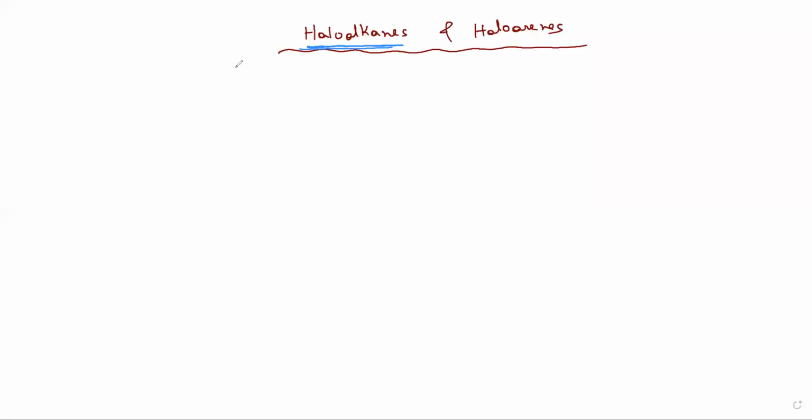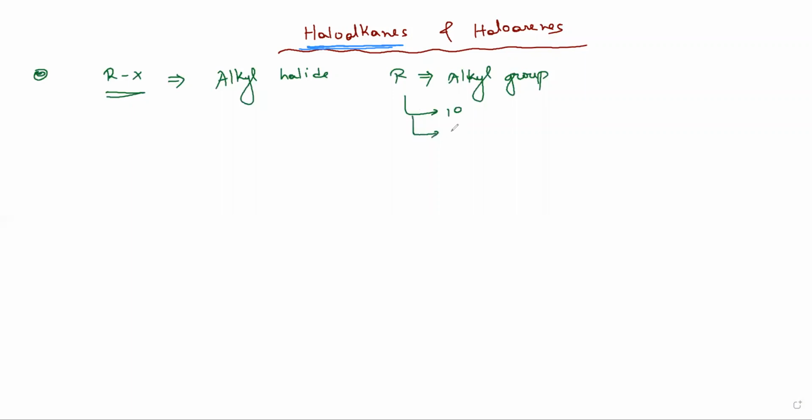Okay, for the haloalkanes and haloarenes part, what are the types of reactions involved? What are haloalkanes? Compounds of the type RCl or RX are called haloalkanes or alkyl halides. R can be any alkyl group. It can be a 1-degree, 2-degree, or 3-degree substance.